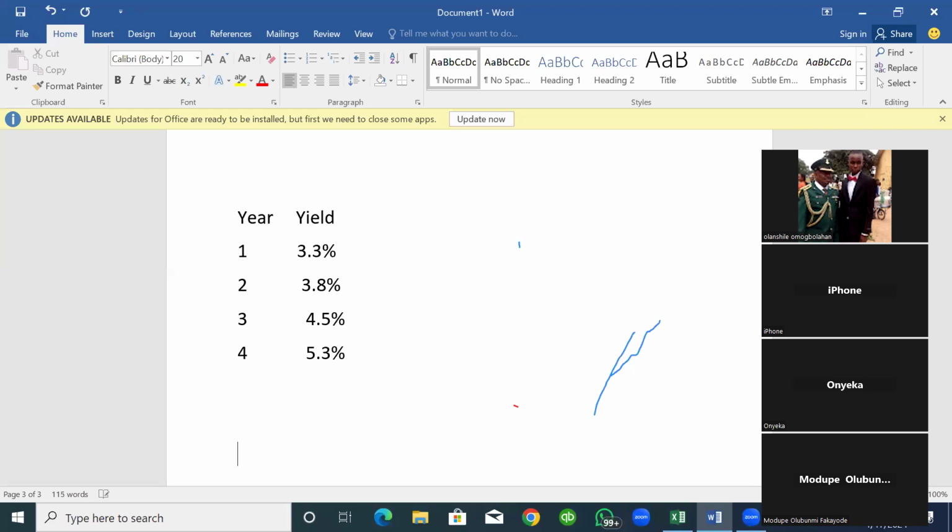So here we have written. After written, we have year 1. After that, we have year 2. Please check the table I'm showing on my screen.